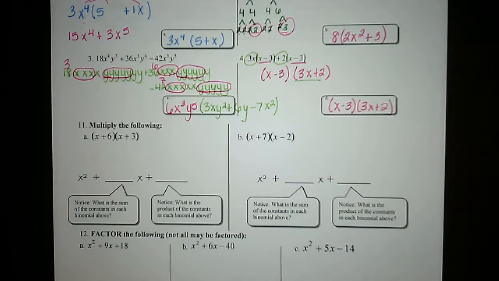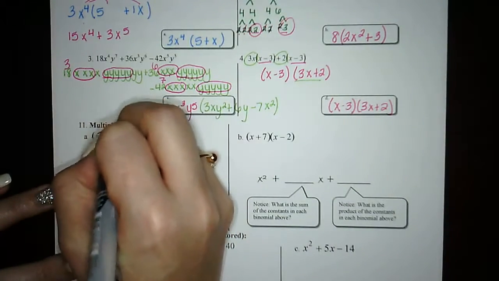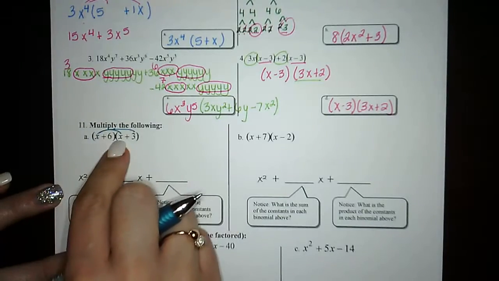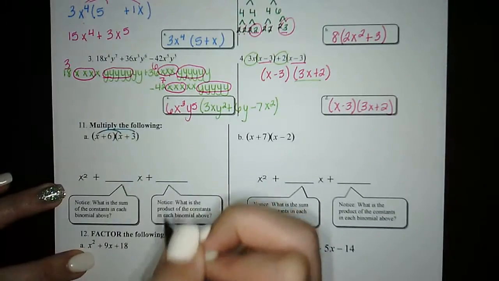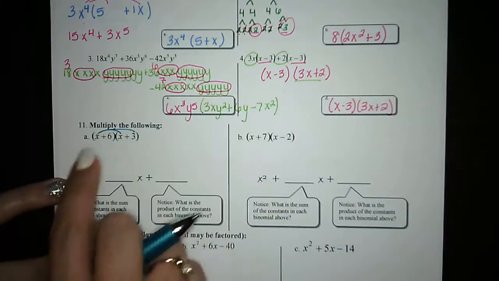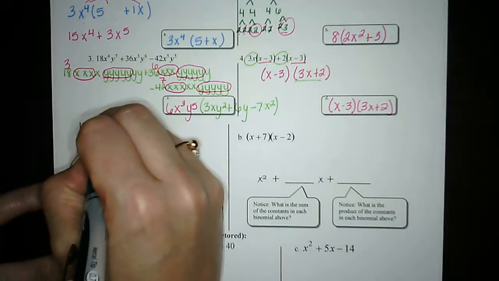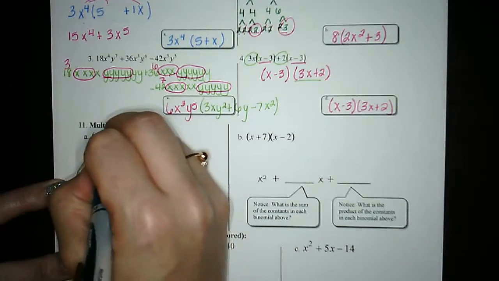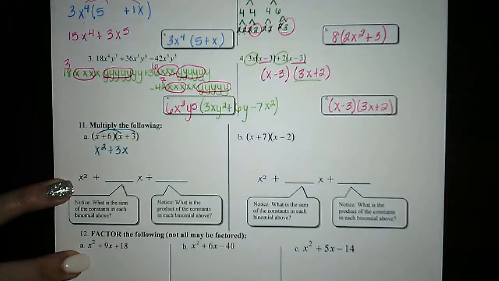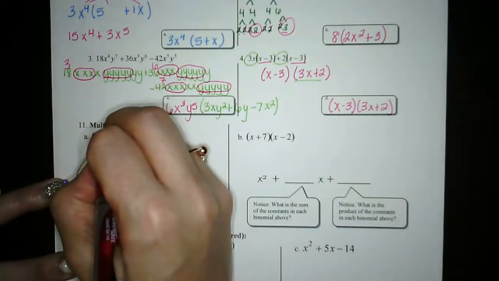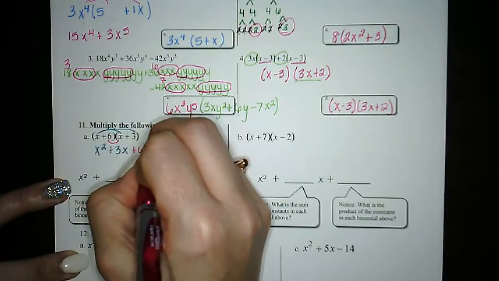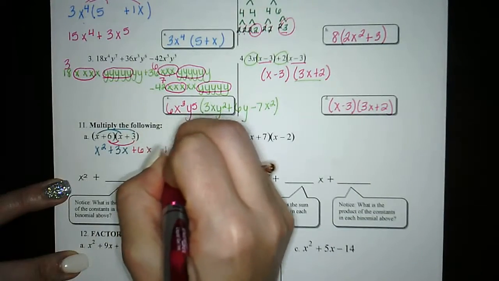Okay, quick recap of multiplying. We did this a few days ago, the very first day of this unit. You're going to distribute this x to everything in the parentheses behind it. So x times x is x squared, which is what we have. X times 3 is 3x. And then we do the same thing with this 6. 6 times x is 6x. 6 times 3 is 18.